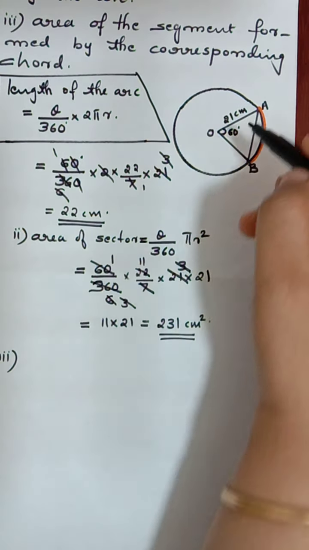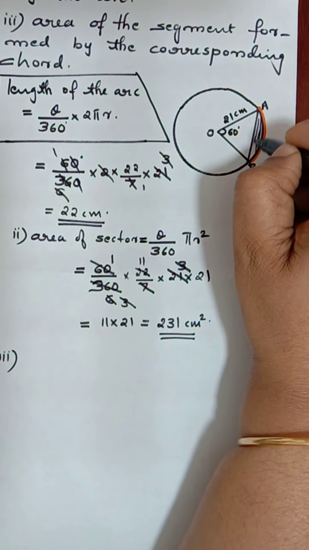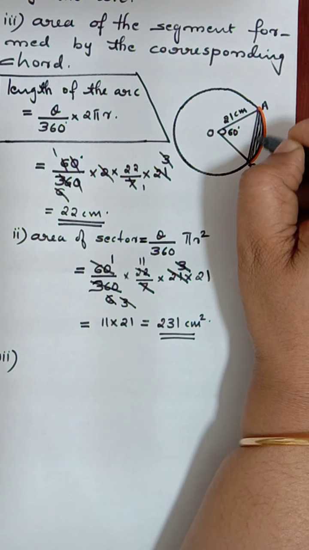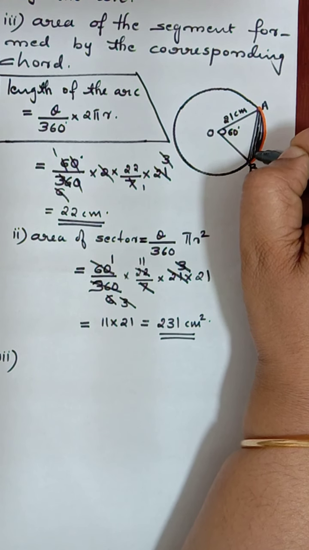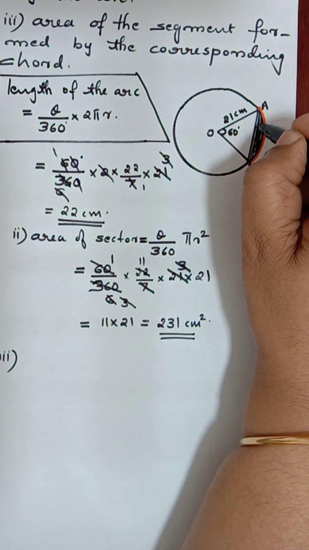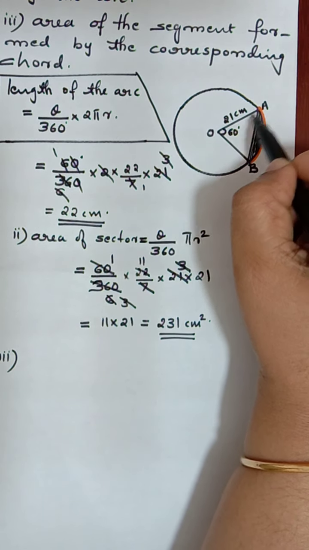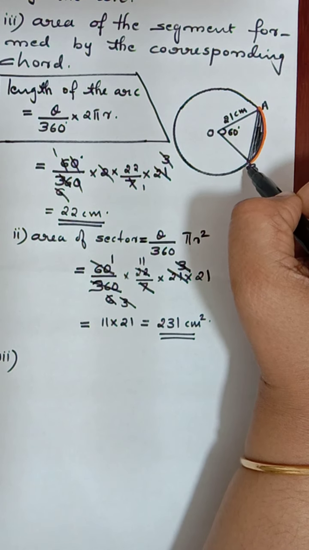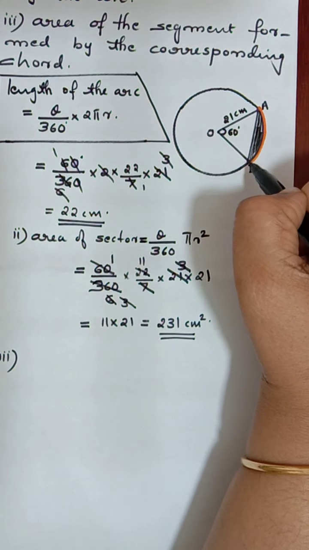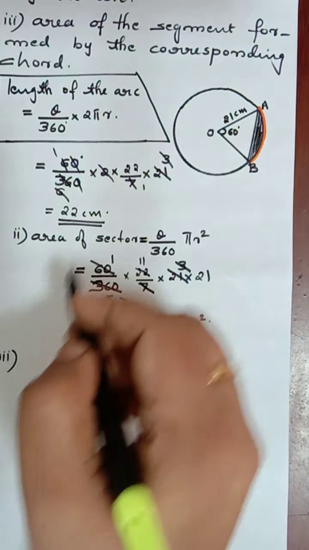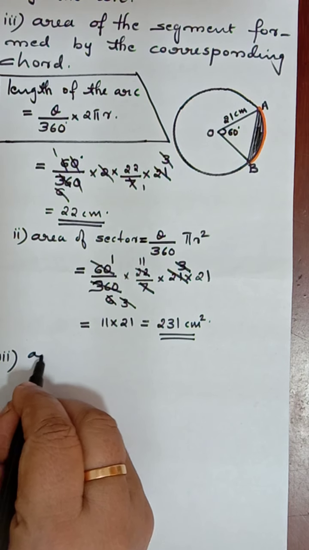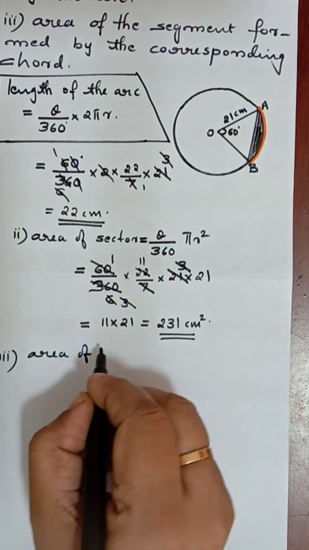Here the segment is the minor segment itself. Okay. So the dark shaded portion is the segment. As I told you, how do we get it? Here we have to consider the sector AOB, from which we have to subtract triangle OAB. That is how we will get the area of the segment.